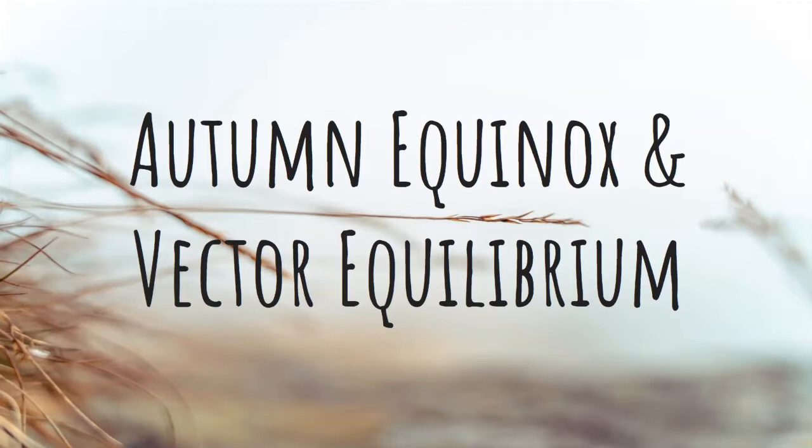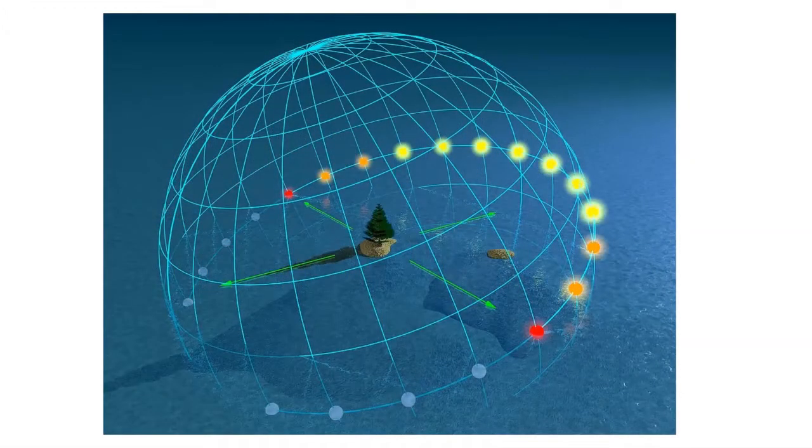Today, we'll be drawing the autumn equinox, and the autumn equinox is associated with the vector equilibrium. In 2021, the autumnal equinox, also called the September equinox or fall equinox, arrives on Wednesday, the 22nd of September. This date marks the start of fall in the northern hemisphere and spring in the southern hemisphere.